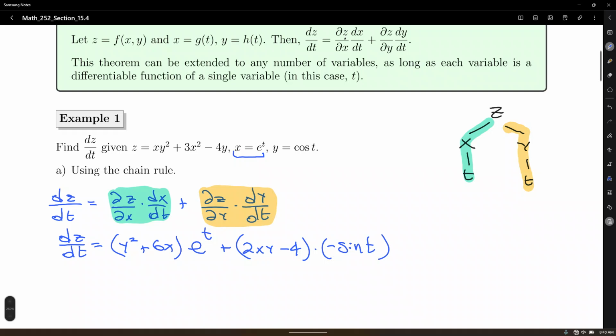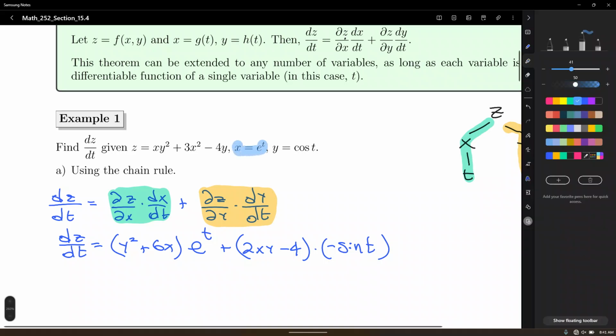We're done with finding the derivatives. Well, here is a problem. Not a problem, not necessarily a problem. So here we are differentiating a function z with respect to t. We need to get rid of these x's and y's and turn them in terms of t's. So we're going to use these substitutions here. x equals e to the t, so wherever we see the letter x, replace with e to the t, and y equals cosine t, replace every instance of y with cosine of t.